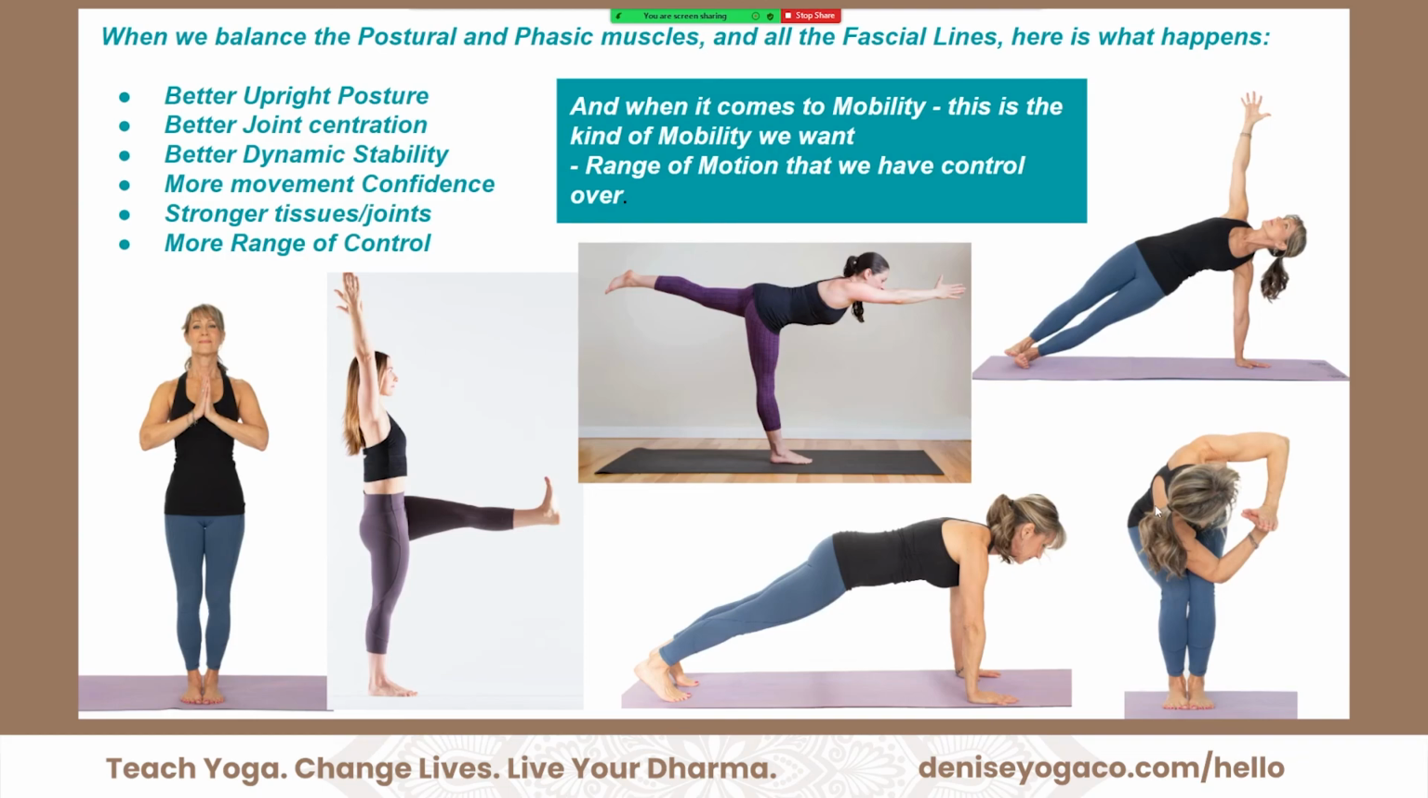This gives you movement confidence. You're willing to try other things. It gives you stronger tissues, because we are building tissue with these activations. This is really, really key. And we're directing the way those tissues are being built. That's module 2, so you'll learn about that there. And then, you're going to have more range of control because you have better control and better balance between your postural and phasic muscles. And your nervous system will let you have control, will let you have more range of motion.